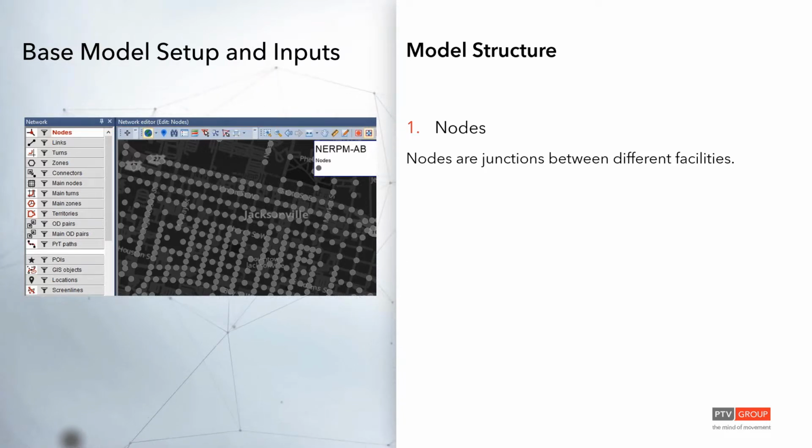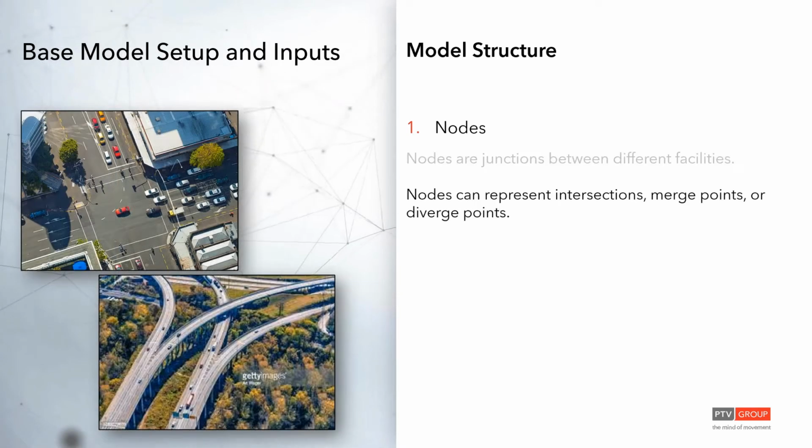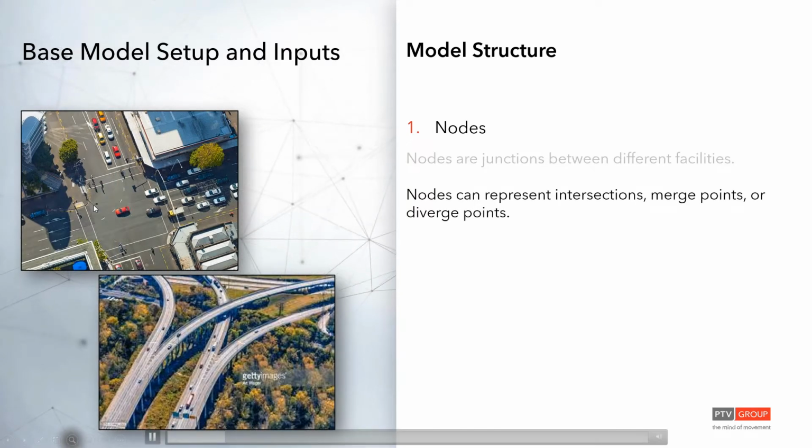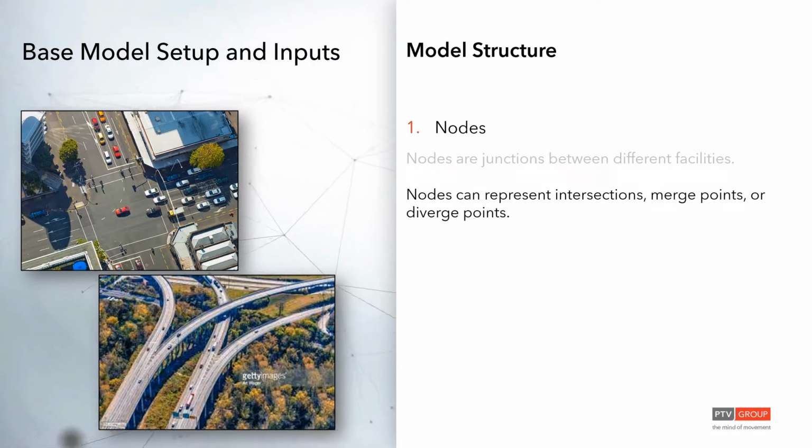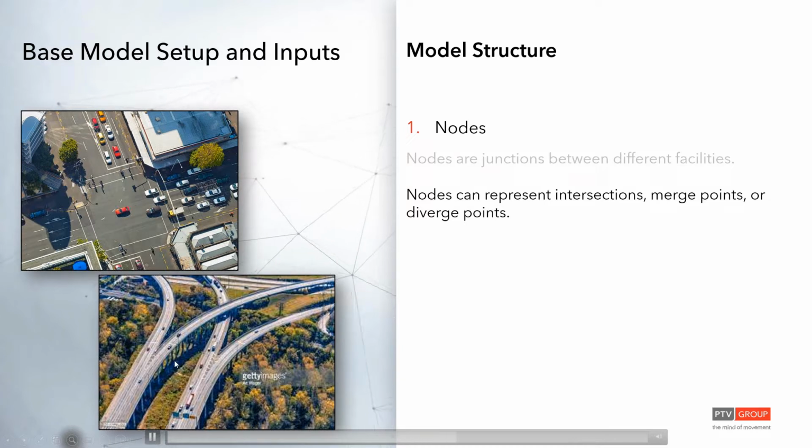So let's start first with nodes. And nodes in Visum are junction points between different facilities. So it could be an intersection, or it could be a merging or a diverge point. So all these locations are represented as nodes in Visum.